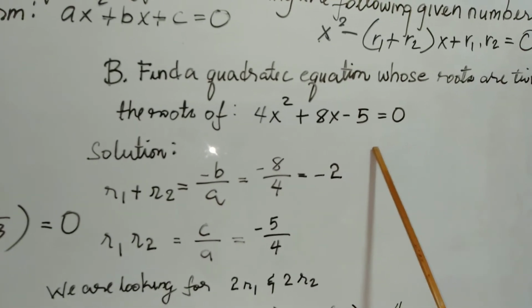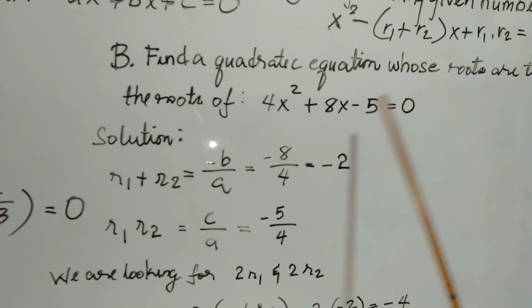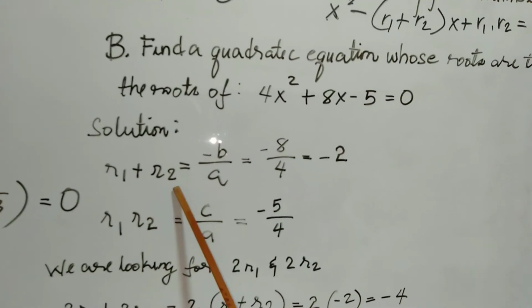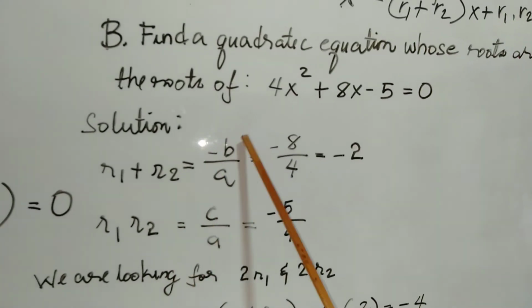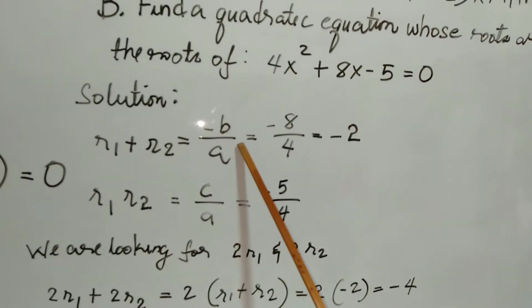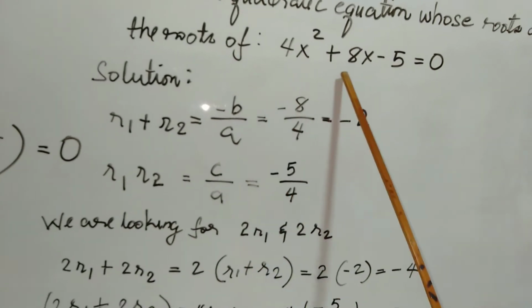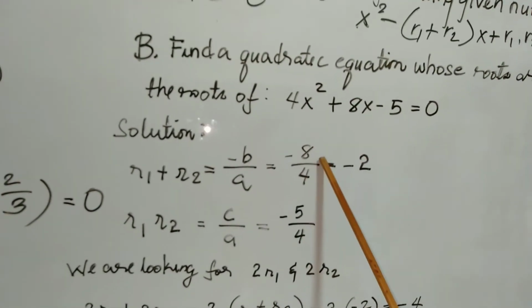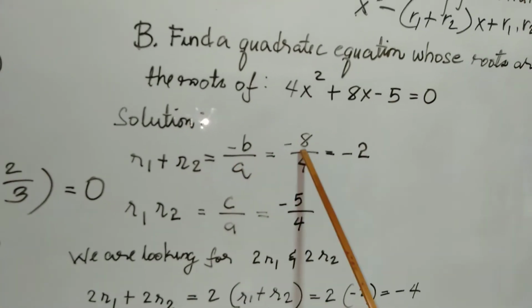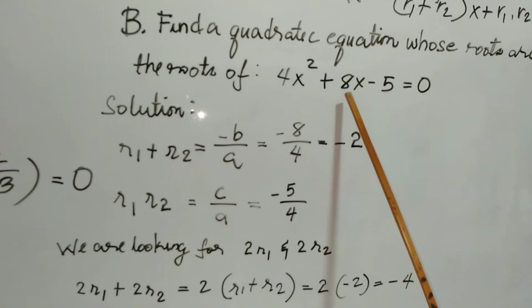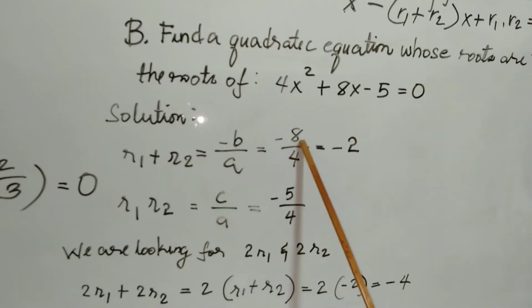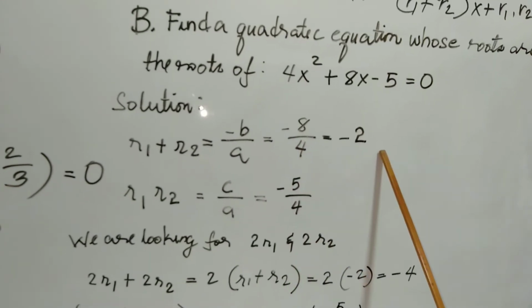So we know that the sum of the roots of this equation, r1 plus r2, the two roots, is equal to negative b over a. Negative b is the coefficient of the second term, which is 8, so negative 8, no? Negative 8 over 4 is equal to negative 2.